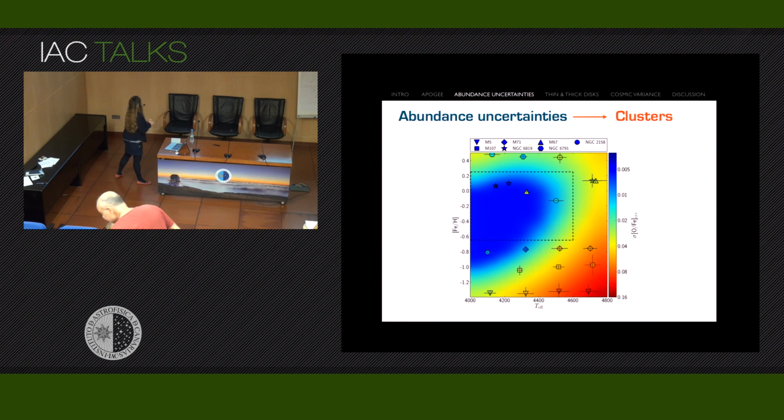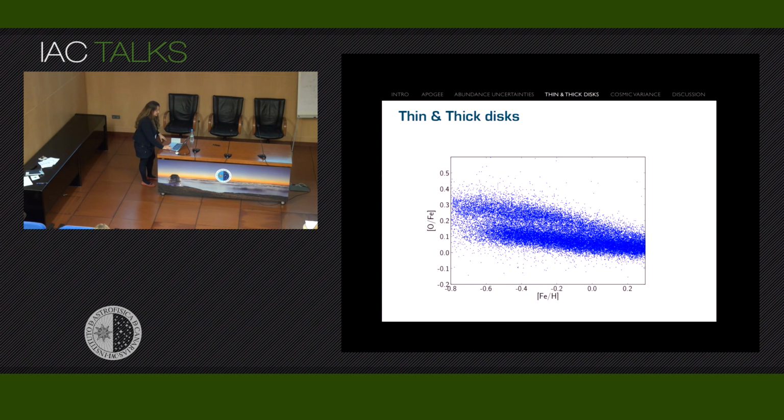We select several clusters, and we did some bins in temperature and metallicity to avoid systematic errors. We calculate the scatter in each bin for each cluster, and we fit a polynomial. Our range of parameters is the one marked within the dashed line. There you can see that we are reaching errors below 0.02 dex in oxygen over iron. Once we have the uncertainties problem solved, we will take a look at the sample.